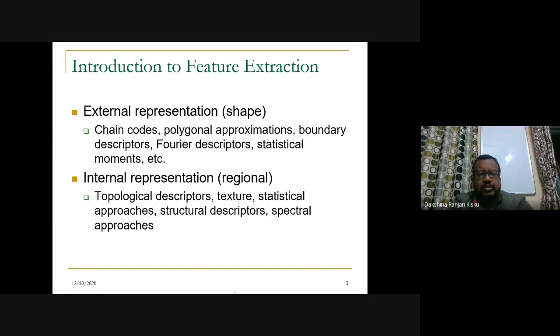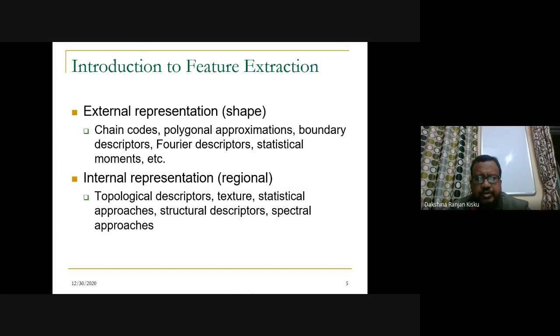Now, if we talk about image representation and description, there is a question of how an image is represented or how an image is described. If we want to describe the given image in terms of pixels or in terms of some other transform information, then we can use two different types of representation. One is called the external representation, another is called the internal representation. External representation is based on the shape information of the objects given in the image. Internal representation is purely based on the regional information, or the information which we obtain from sub-regions of the given image.